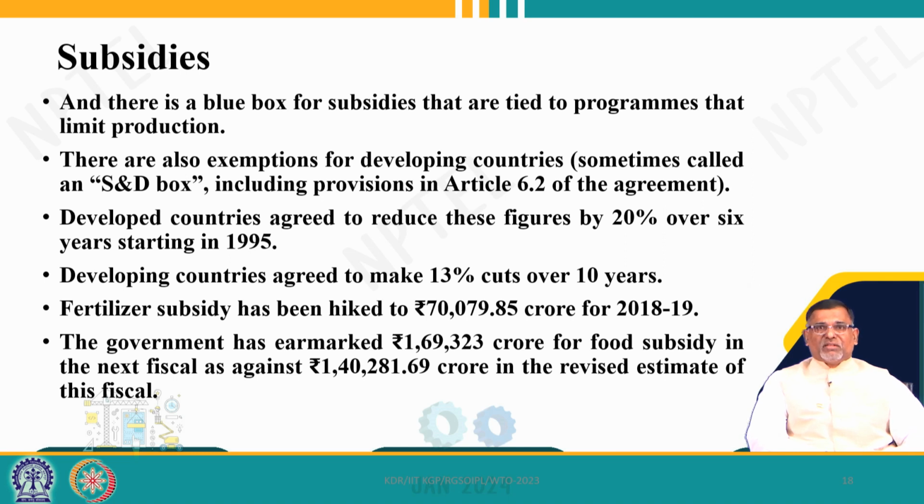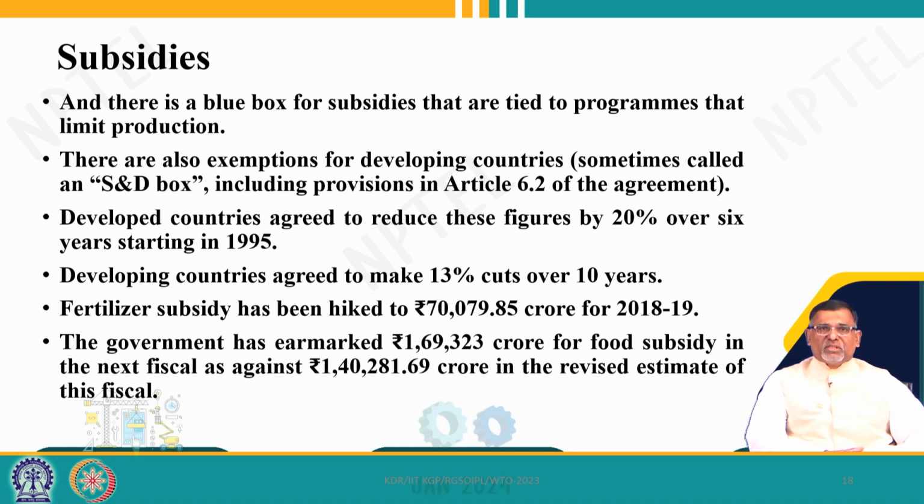And for example, the commitments for certain items like fertilizer subsidy are hiked by many countries. So, the amounts are very large, 70,000 crores. 70,000 crores rupees for India is not a small amount. The government of India provided 70,000 crores as fertilizer subsidy in the year 2018-19, and also you can see more than 1,40,281 crores. So, you can see that.